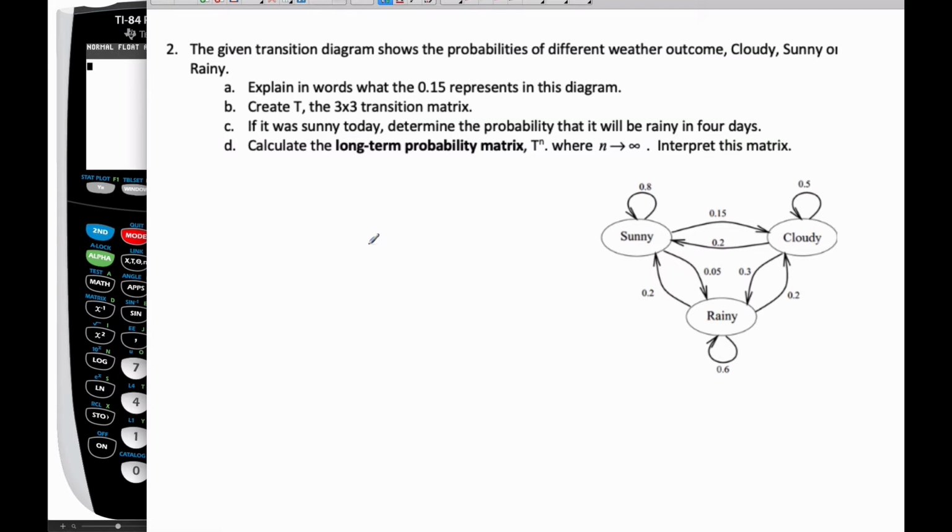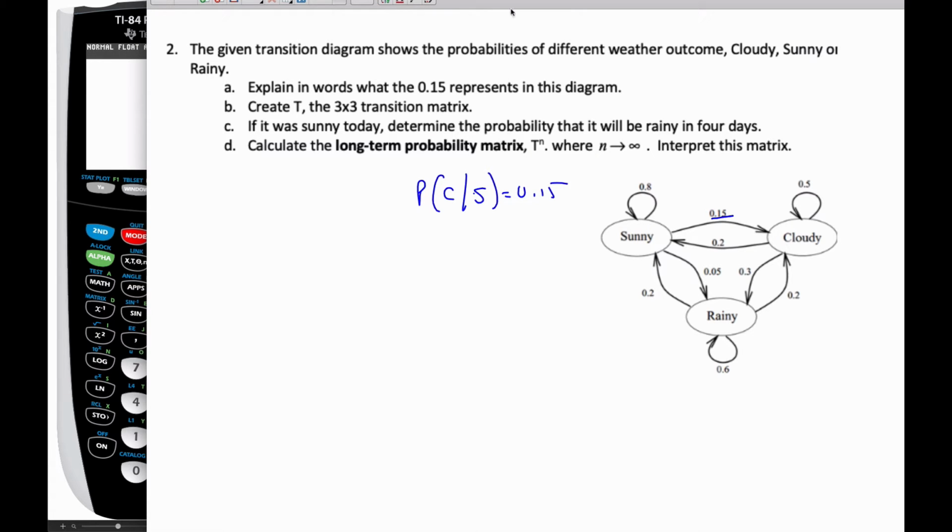Okay, so we're given another situation here. We're given the transition diagram showing the probabilities of different weather outcomes, whether it's cloudy, sunny, or rainy. Explain in words what this particular value of 0.15 refers to. Well, I note the arrow is going this way. So if it is sunny today, the probability that tomorrow will be cloudy is 0.15. So basically it's saying the probability of cloudy given that it is sunny is equal to 0.15.